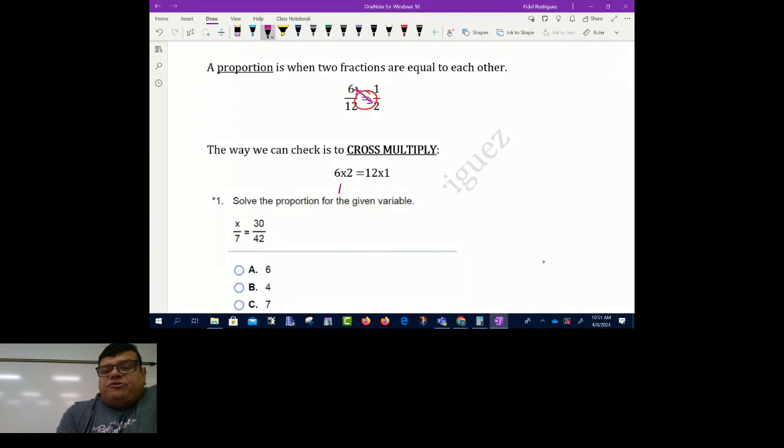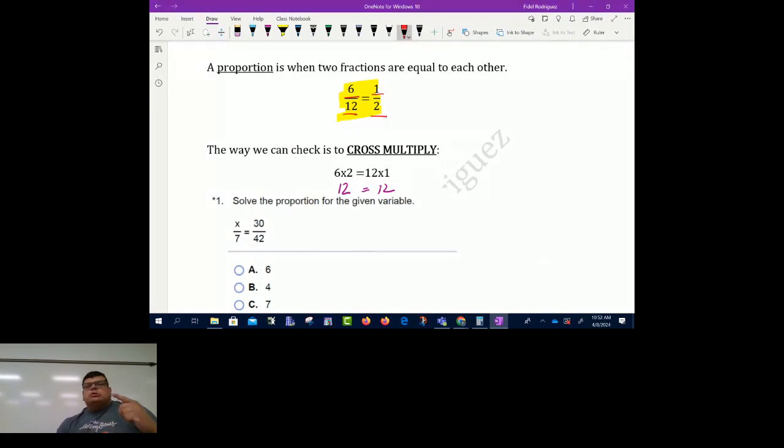So 6 times 2, that's going to give me 12. And 1 times 12, or 12 times 1, y'all, that's also going to give me 12. Okay. So all we're saying here, y'all, is that 6 over 12 is saying the same thing as 1 over 2. I'll put it this way: 6 students, 12 apples, 1 student gets 2 apples. That's all that we're saying here.